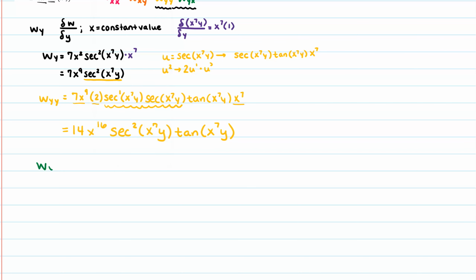So w sub yx is going to take the partial derivative with respect to x of the partial derivative with respect to y. So we're taking this black, so I'm going to just write it here so you can see it.